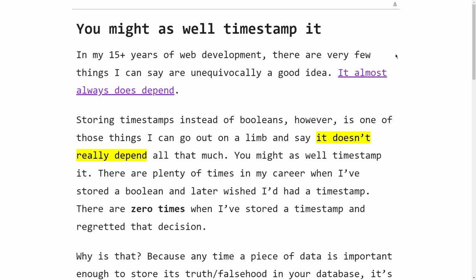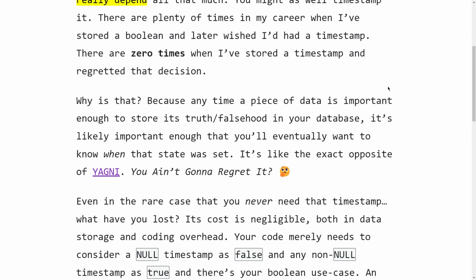There are plenty of times in my career when I've stored a boolean and later wished I had a timestamp. There are zero times when I've stored a timestamp and regretted that decision. Why is that? Because anytime a piece of data is important enough to store a truth-falsehood in your database, it's likely important enough that you'll eventually want to know when that state was set.